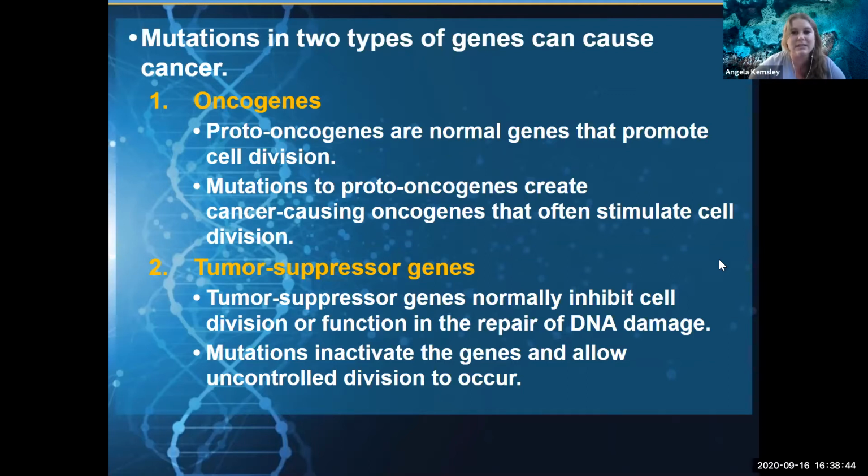uncontrollably. So instead of those mechanisms saying slow down and wait, that doesn't happen, and those cells just keep dividing and keep dividing, which you can imagine causes a whole slew of problems. There's also tumor suppressor genes. Tumor suppressor genes normally inhibit cell division or function in the repair of DNA damage. Mutations, though, can inactivate the genes and allow uncontrolled division to occur.